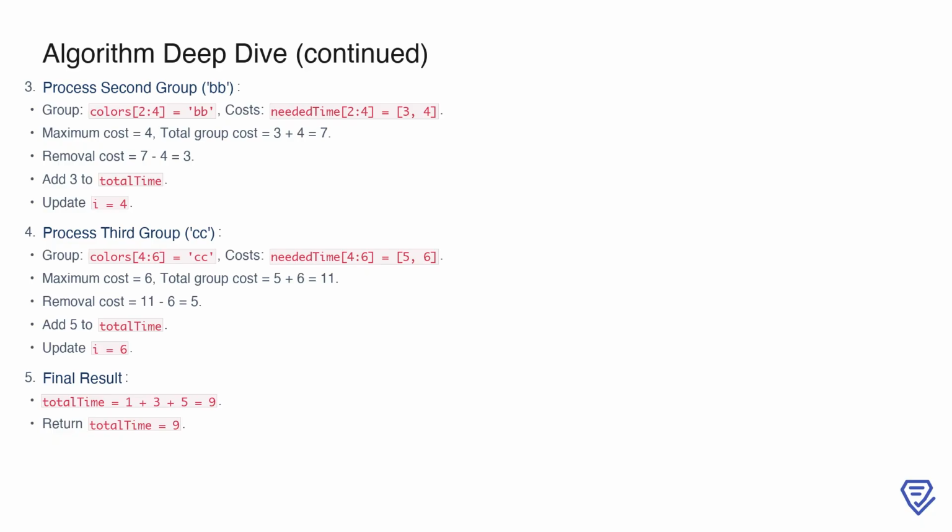Finally, we process the third group, the two C balloons, with costs 5, 6. Here, the maximum cost is 6, and the total group cost is 5 plus 6 is equal to 11. The removal cost is 11 minus 6 is equal to 5, which is added to total time. With all groups processed, the final total time becomes 1 plus 3 plus 5 is equal to 9. This value is returned as the minimum cost to make the rope colorful.